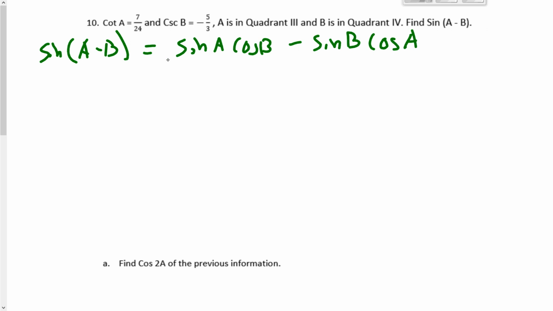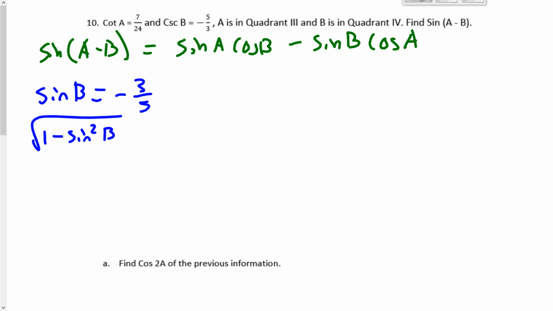So then we need to find sine of A and cosine of B, right? Well, we have cotangent. So let's start with the cosecant of B. If we take the cosecant of B and flip that, we have sine of B. So we know sine of B is equal to negative 3/5. And if we have the sine of B, we can find cosine of B by taking 1 minus sine squared of B and square rooting it, right?